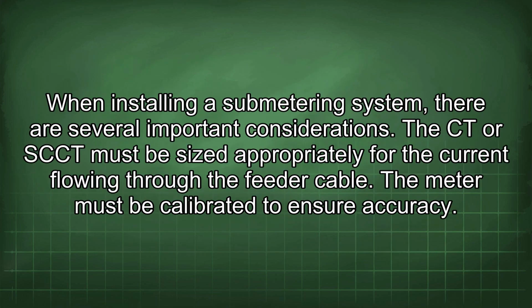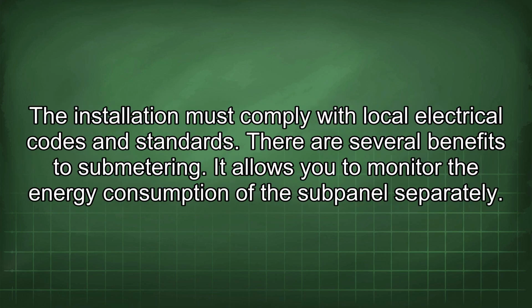When installing a submetering system, there are several important considerations. The CT or SCCT must be sized appropriately for the current flowing through the feeder cable. The meter must be calibrated to ensure accuracy. The installation must comply with local electrical codes and standards.